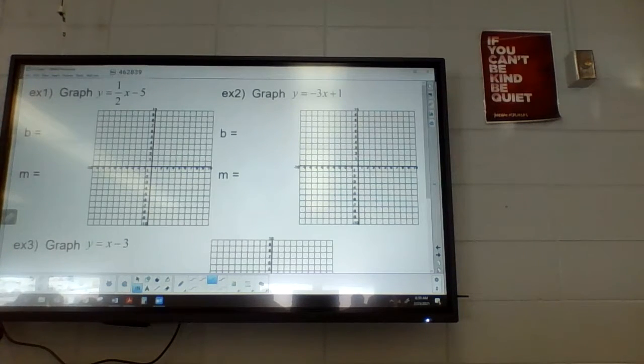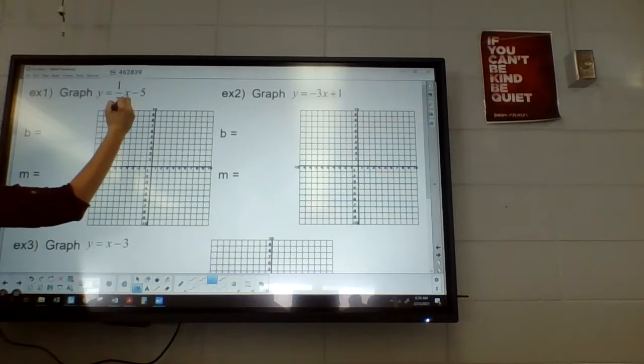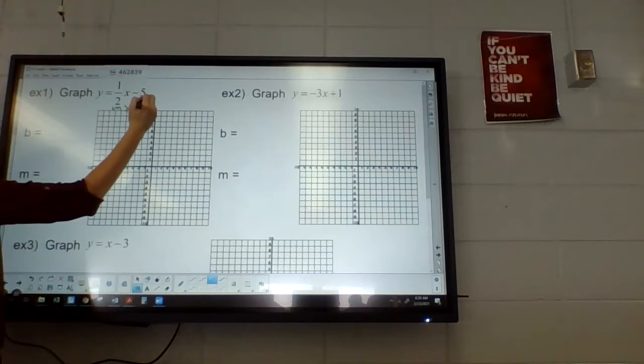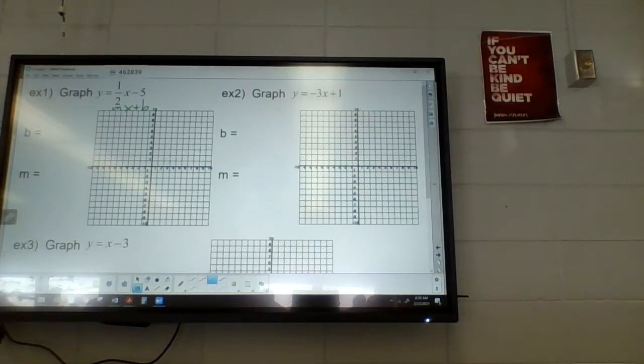But what's the b in this first example? y equals mx plus b, yeah. That's the m. So if we have y equals mx plus b, b is always being added or subtracted on the end, so the b is -5.